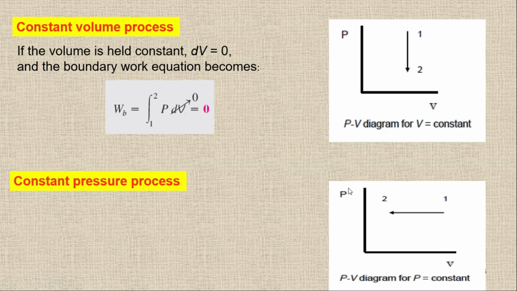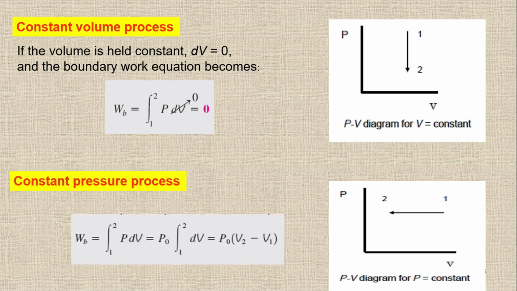Now in this case, because the pressure is constant, how can we find the boundary work? Simply we will use the basic equation, the integral of P dV between state number 1 and state number 2. As the pressure is constant, I can take the pressure outside of the integral sign. So it will be P or P naught, because the pressure is constant between state 1 and state 2, and then P times the integral of dV.